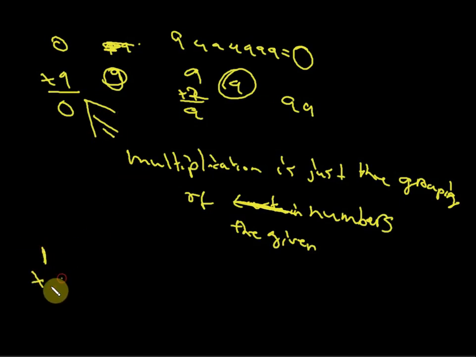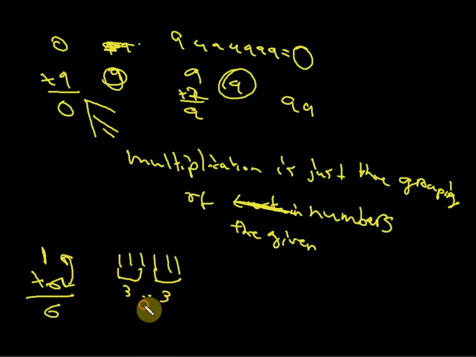So 1 times 6, again 6. You know, this is interchangeable. So how many times are we grouping 1? 6 times. So 1, 2, 3, 4, 5, 6, right? So when we do our thing, this is 6, or we could say we're grouping 6, 1 time, and that's just it.